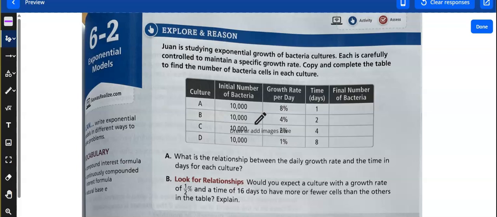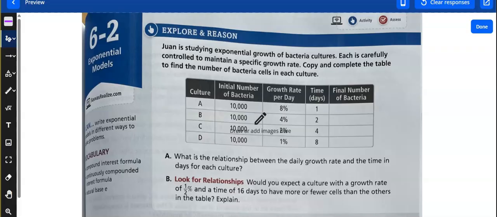Okay, so Juan is studying exponential growth bacteria cultures. Each is carefully controlled to maintain a specific growth rate. Copy and complete the table to find the number of bacteria in each culture. Now I'm going to do this with you so you can see what numbers go in there.